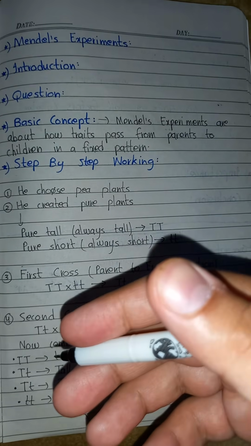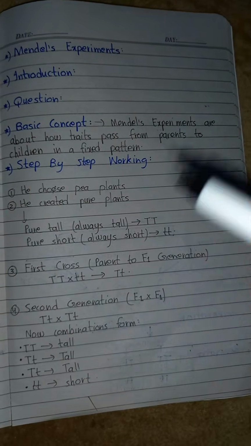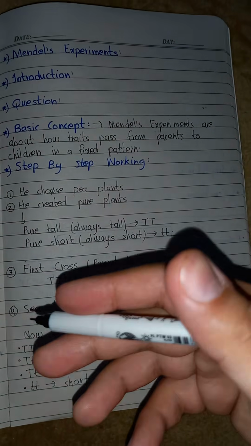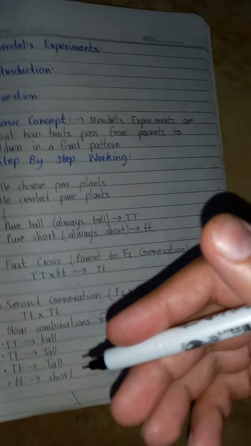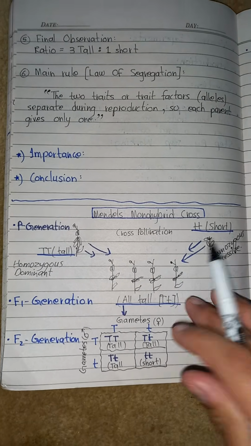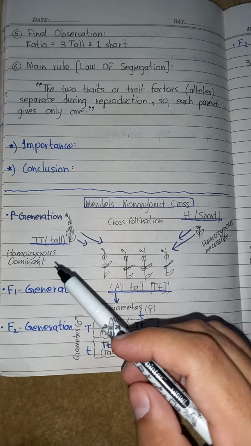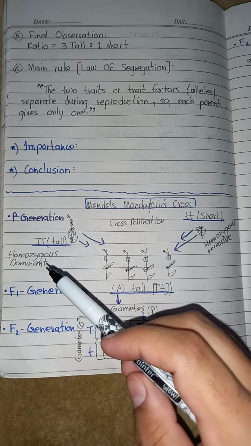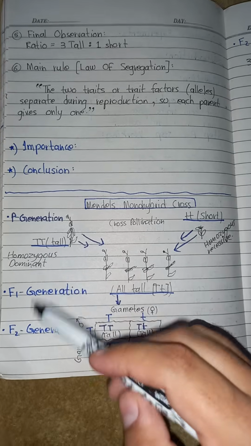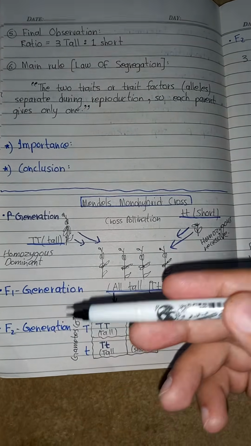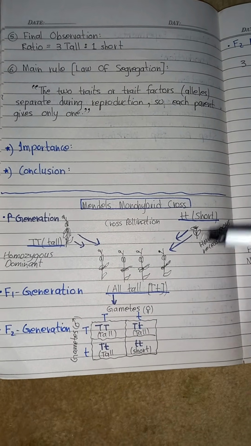is inside. Now the step-by-step working of Mendel's experiments. But before that, just look at this diagram. This is a very simple diagram of Mendel's experiments. This is the P1, the parent generation, in which homozygous means both alleles are the same, tall, and this is the short one.